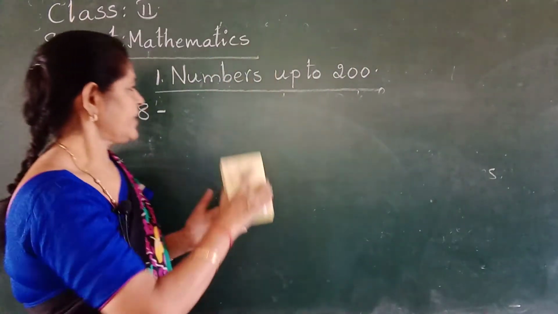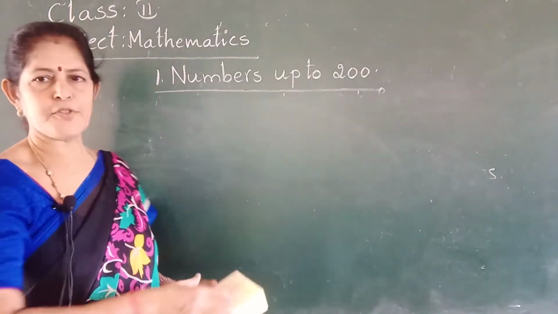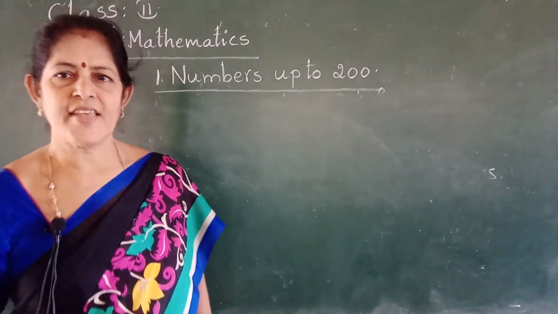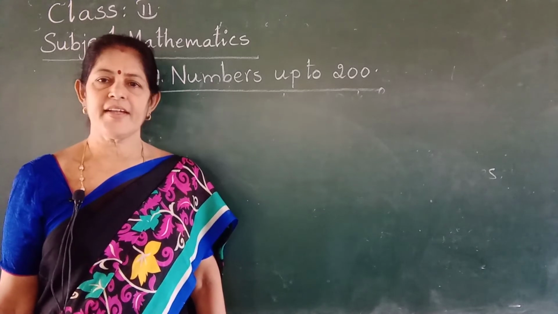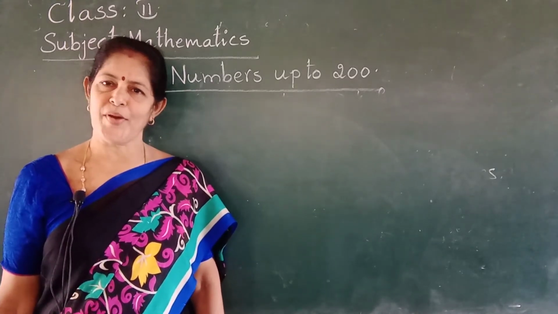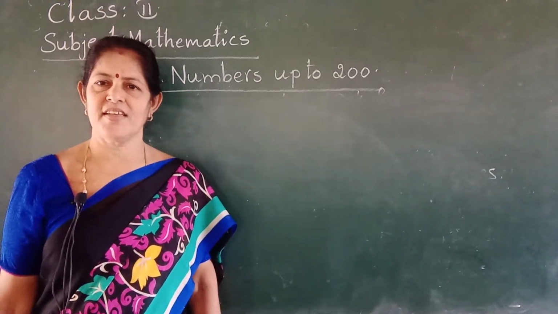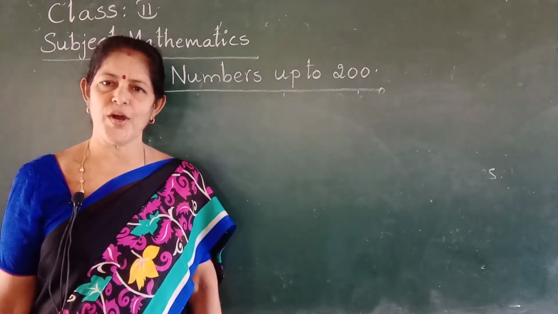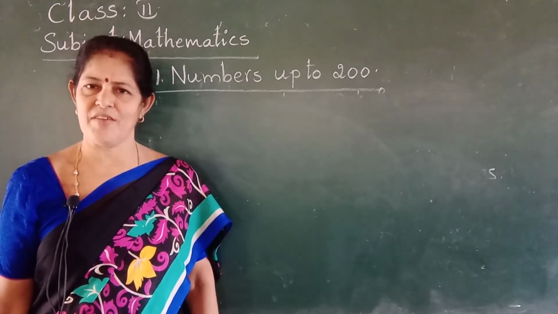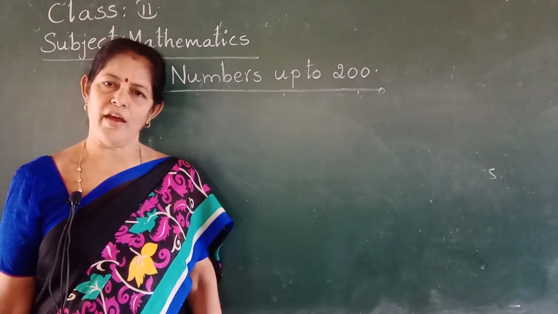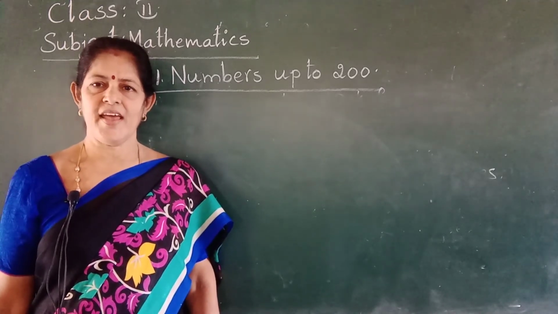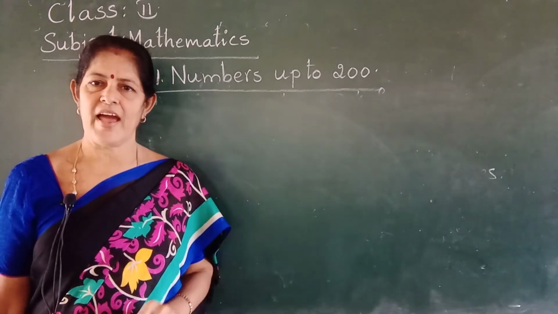Already I started the first chapter, numbers up to 200. Yes or no? I gave you the 2 to 5 tables to learn. Are you practicing the multiplication tables? And the numbers 101 to 200 I also gave in the previous class. I think you all have practiced. Okay? Now, continuation of class work.